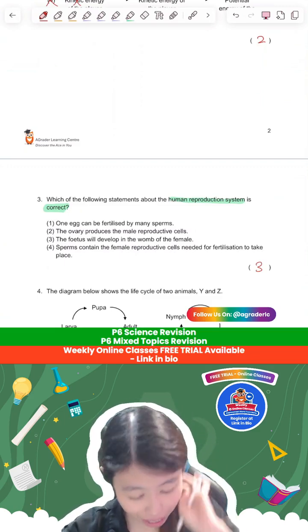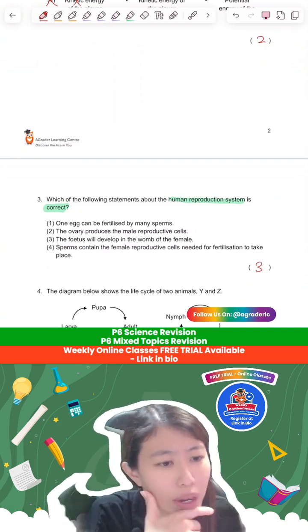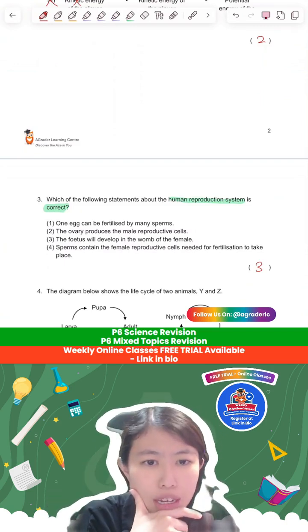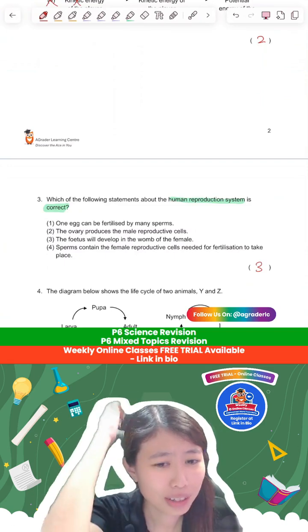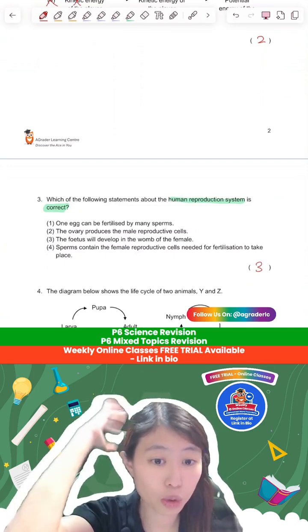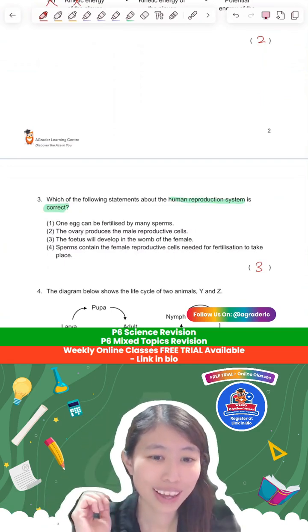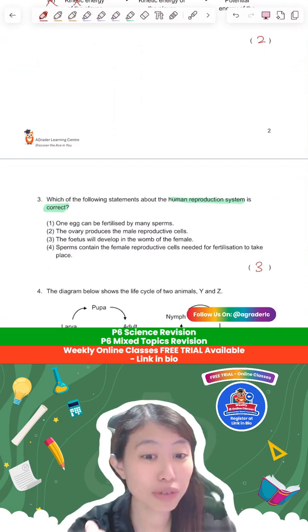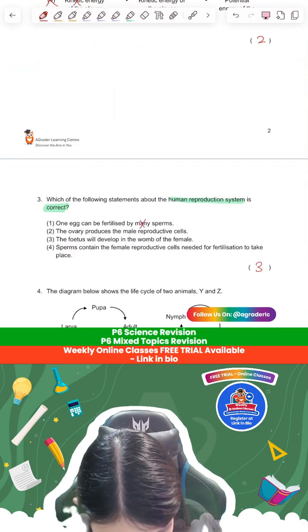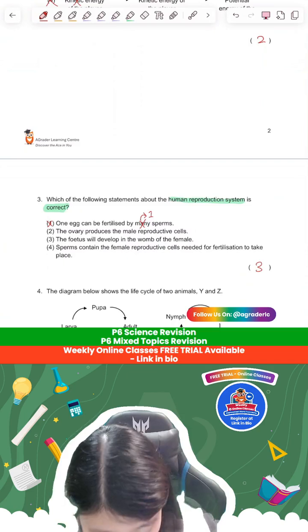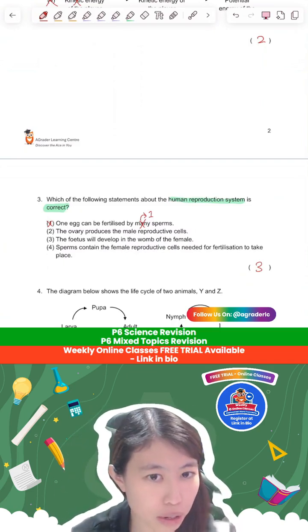Number 1 says that one egg is fertilized by many sperm. Why is it wrong? Does anyone know? Is this a PSLE question? Actually no, these are school questions, top school questions. Yes, it's only fertilized by one sperm, not many sperm. One egg can only be fertilized by one sperm. So this is wrong. Number 2, why is number 2 wrong? Does the ovary produce male reproductive cells?